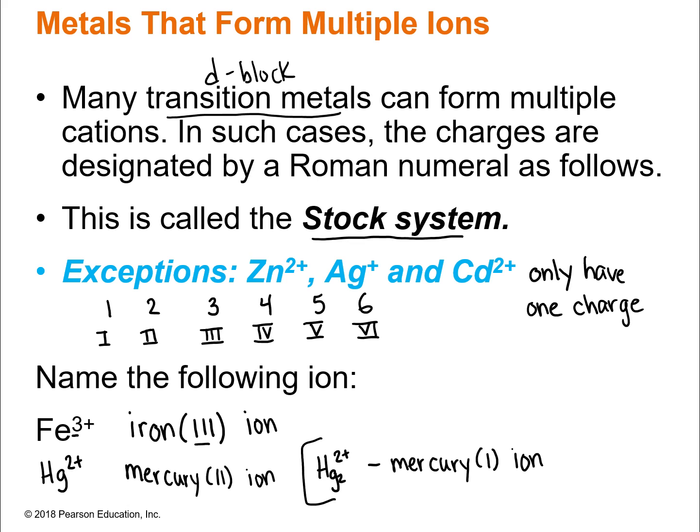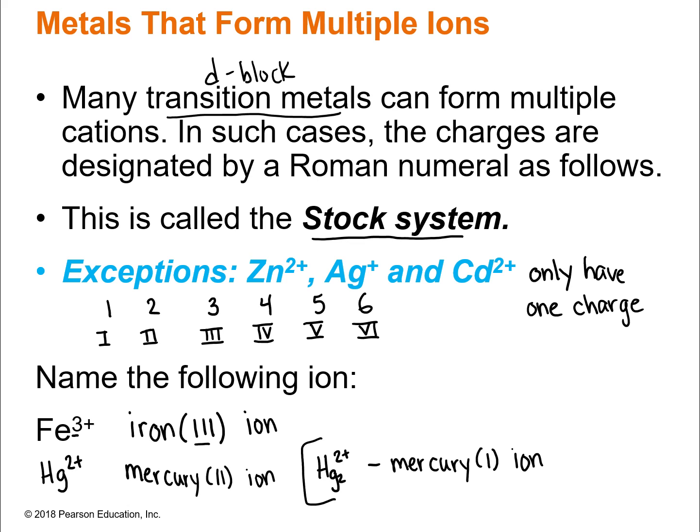Now there's another system that I'm not going to cover in this live lecture, but I covered it in the YouTube lecture, and that's called the suffix system or the Latin system, where instead of putting a Roman numeral, you're writing the suffix ic, or ous, us, to designate the ion with the higher charge or the lower charge. Not a fan of that system. It's not as descriptive as the stock system. I won't be testing you on it, but you may see it in your homework. So make sure that when you go to the YouTube lecture that you take note of that.